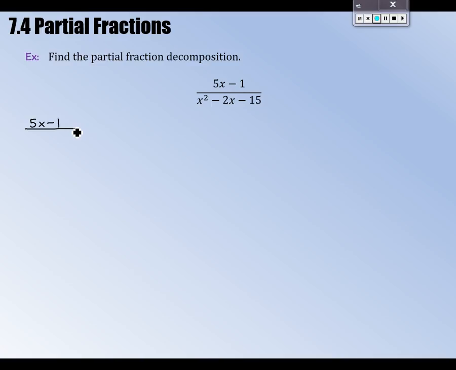Step 2 is to factor the bottom, and that factors as x minus 5 and x plus 3, okay? And then, like I said, this is not the difficult part, hopefully, on this one. The form of the partial fraction decomposition is nice.